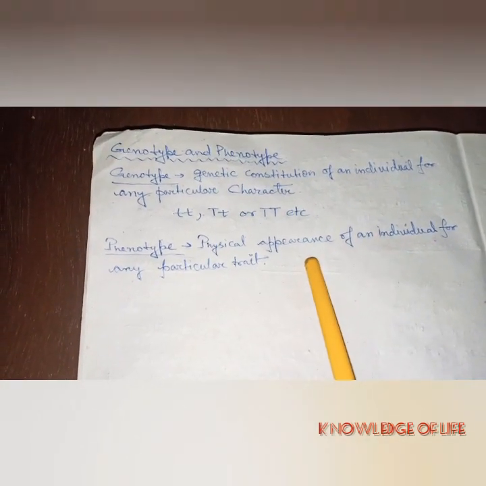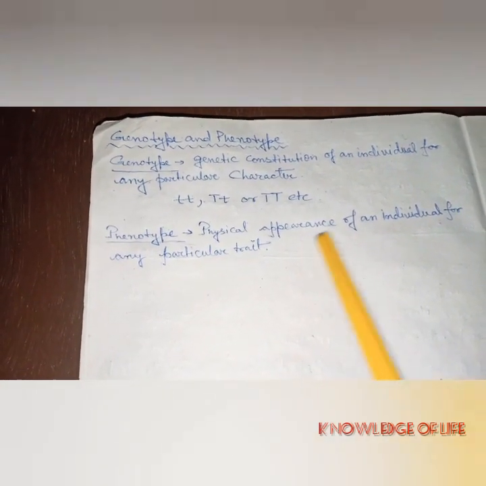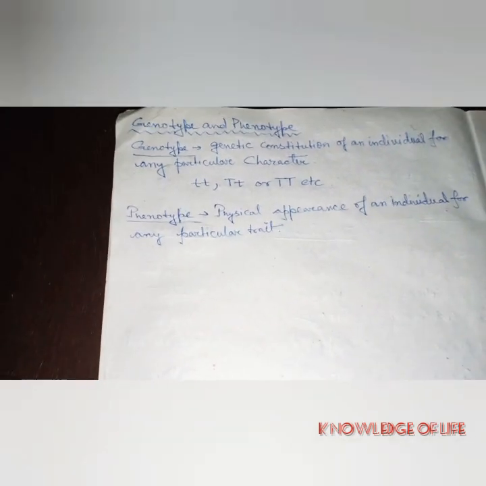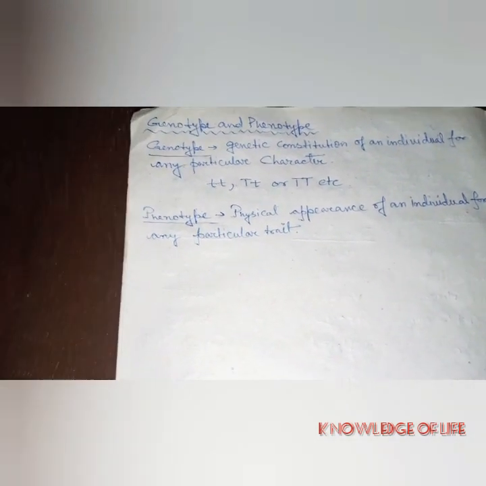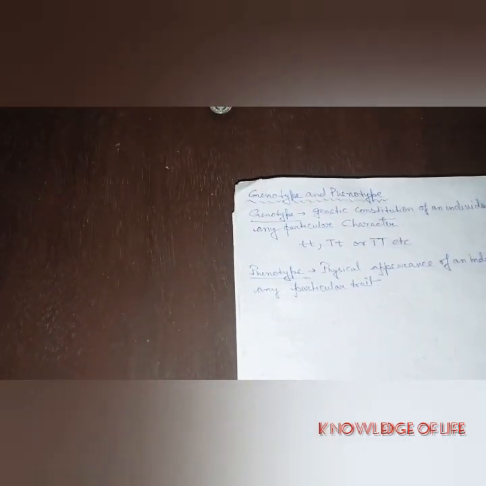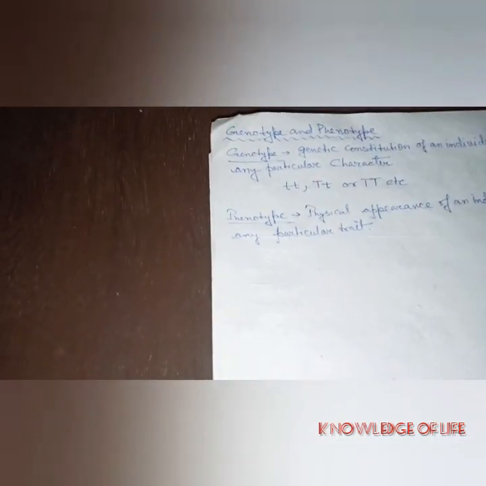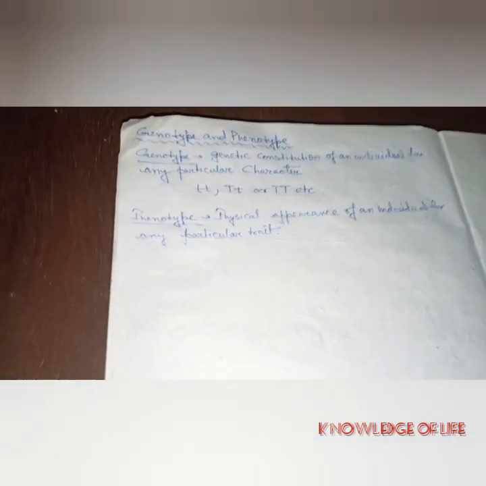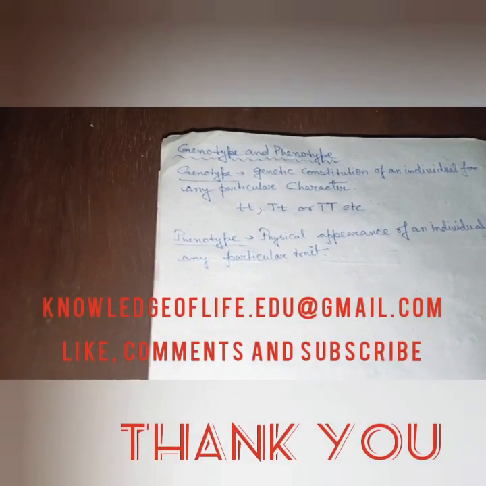In the next video, I will discuss Mendel's laws of inheritance, which are the law of segregation and the law of independent assortment, and then a video will come on incomplete dominance and codominance.